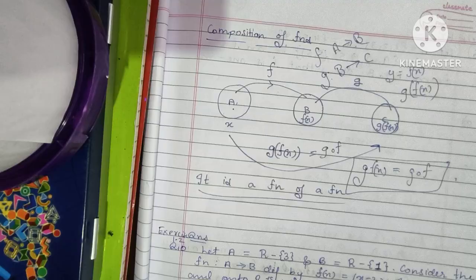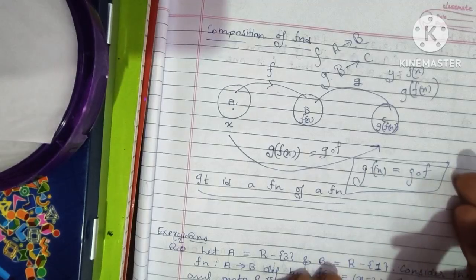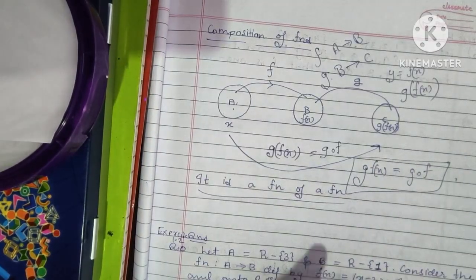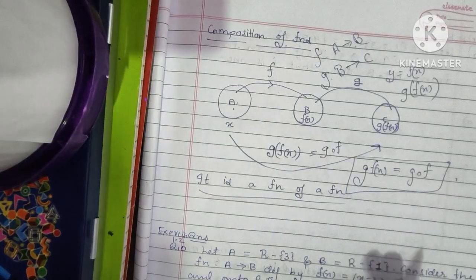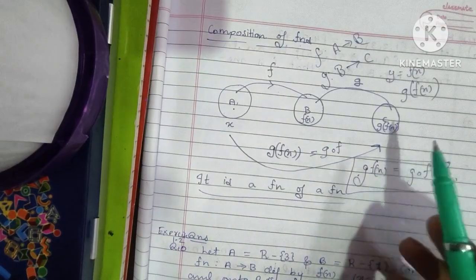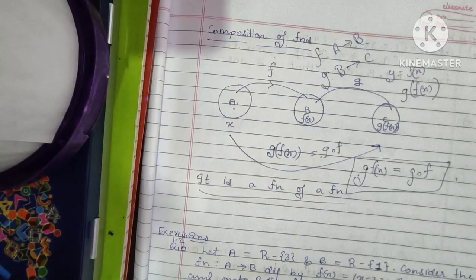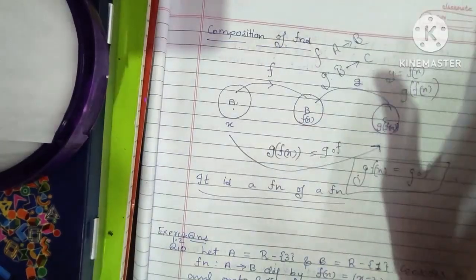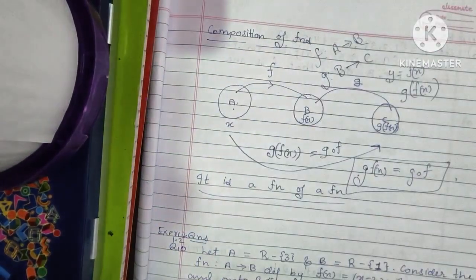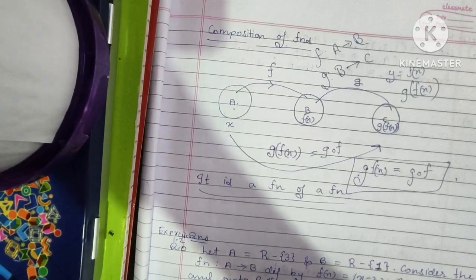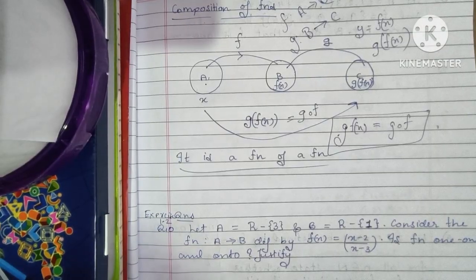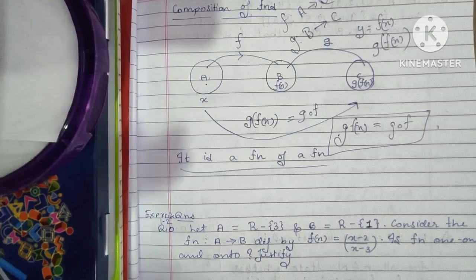Clear? You do not need to remember the definition and all, since this is not that much of a prioritized topic. Not that many questions are asked from this. So you just remember this format. Composition means g of f of x. A function of a function is what you call composition of functions.